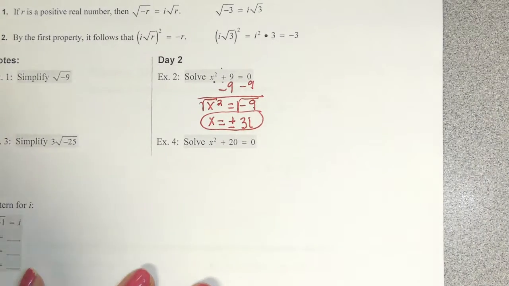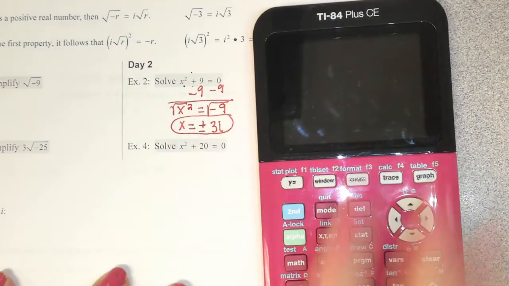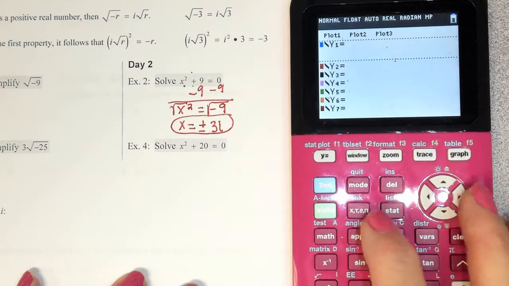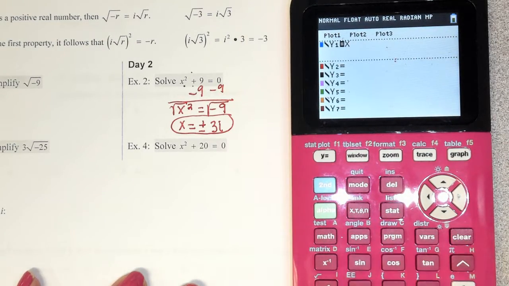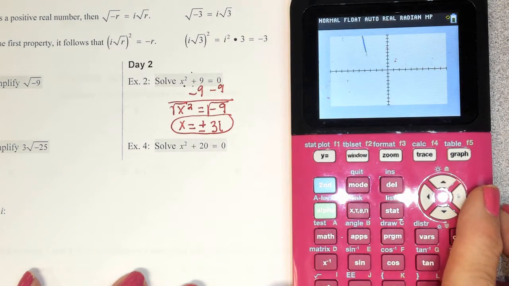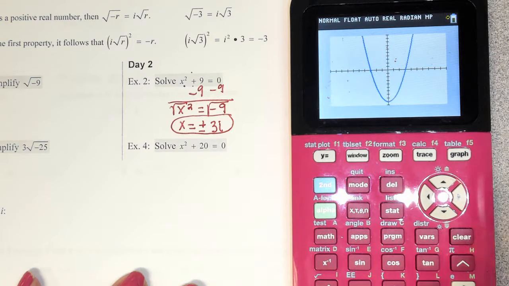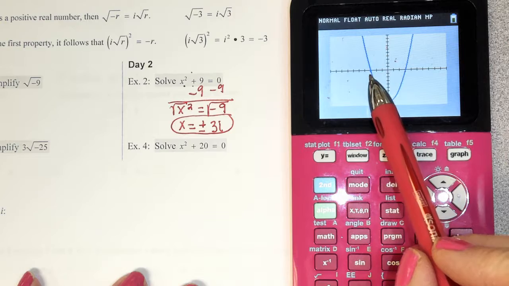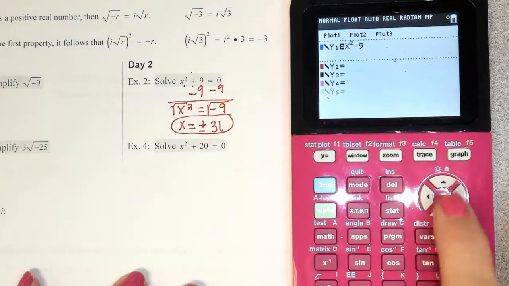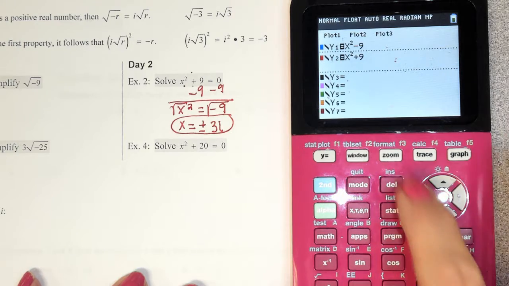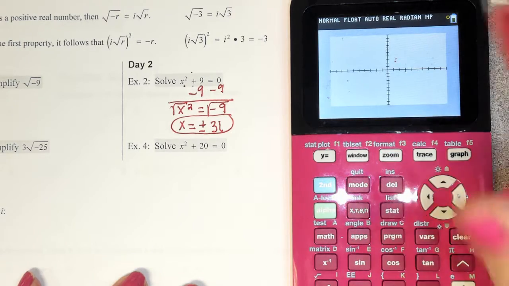Positive and negative 3i. I want you to just watch when I do some things here on the calculator. If the problem had been x squared minus 9, here's the way it would have looked. Can you see our zeros right here at 3 and negative 3? But watch if I put in x squared plus 9.